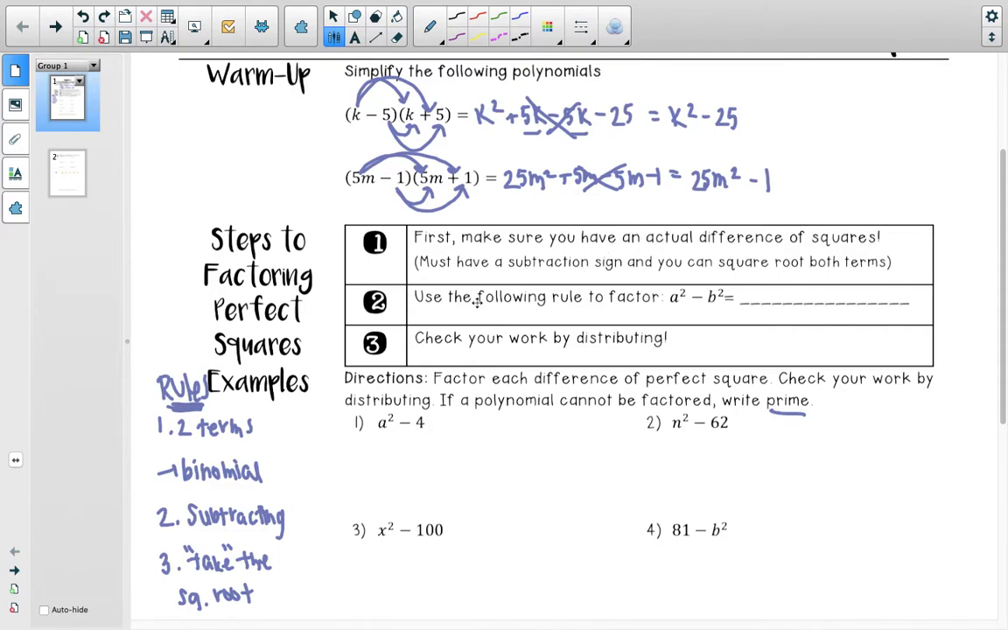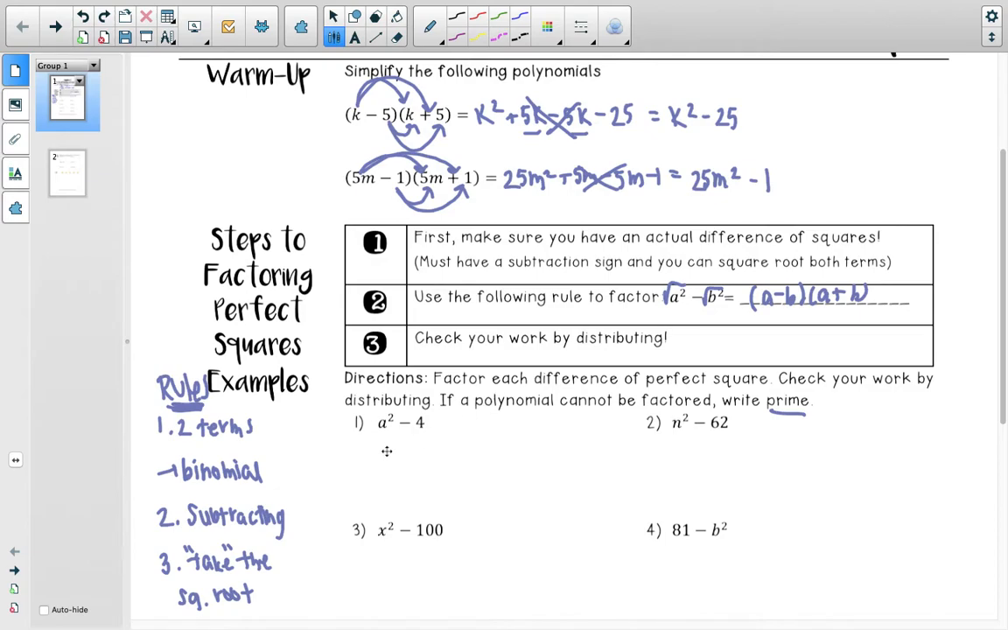So these are the rules that I'm saying right here, and it's written as a subtraction sign, and you must be able to square root both terms. Okay, both terms, saying that there's 2. And the rule states that you have a minus b and a plus b. So essentially what you're doing is square rooting these, and then you just have a parenthesis with a subtraction sign and an addition sign. You can check your work for these, but we're not going to, just to save some time.